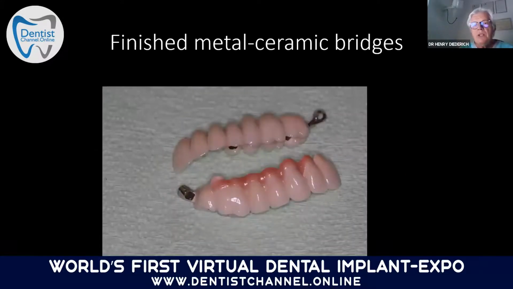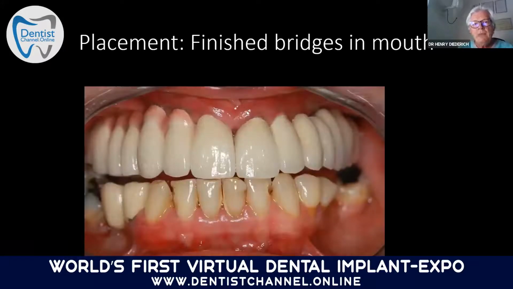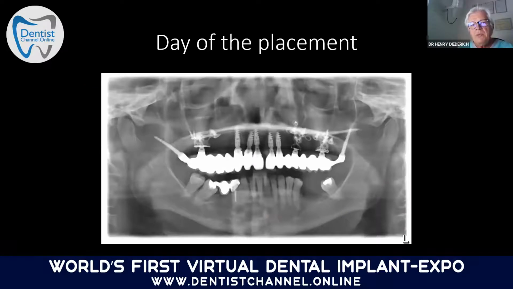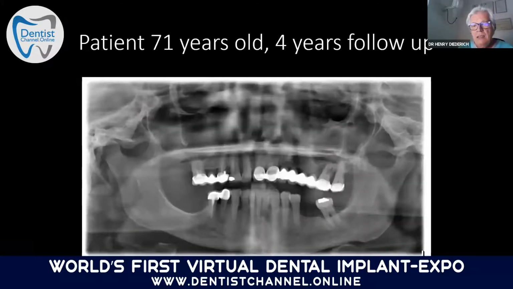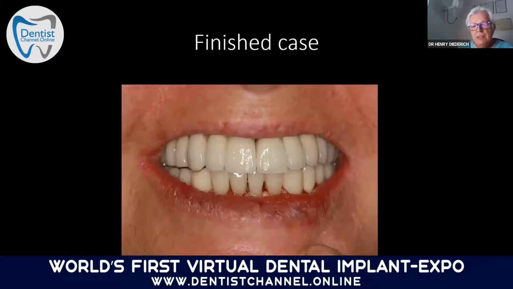And our finished metal ceramic bridges, we did it here in two parts, on the left, on the right part, and see also how is the finishing on the pterygoid. On the pterygoid, we have no tooth, we have just a fixation point. And that was the finished bridges in mouth. And that was the day of placement. And that is a finished case. So in the second stage, we did also crowns in the mandible, and that was a happy patient.